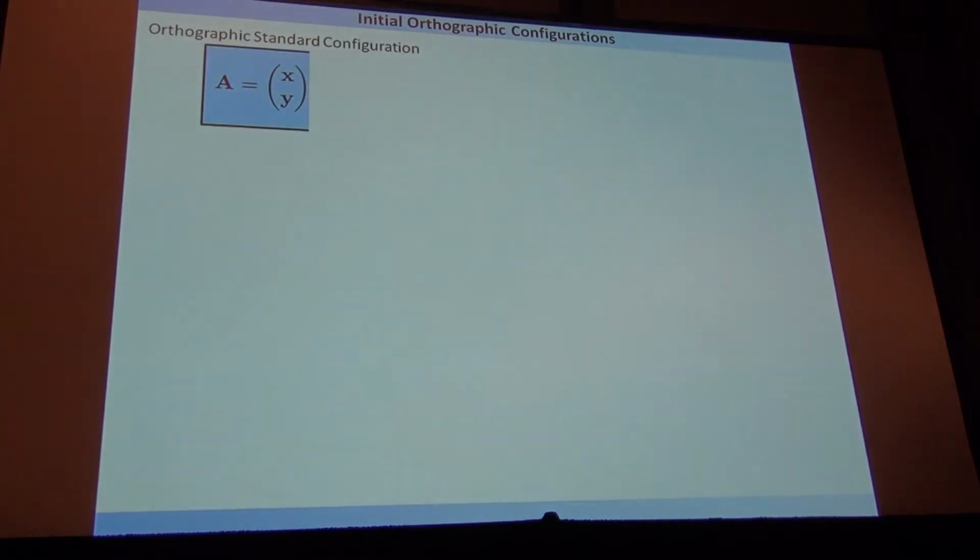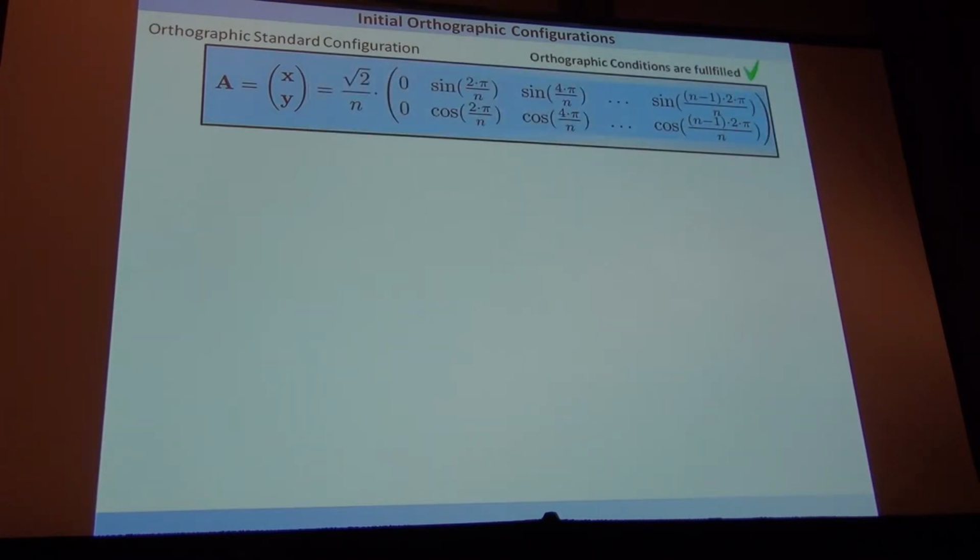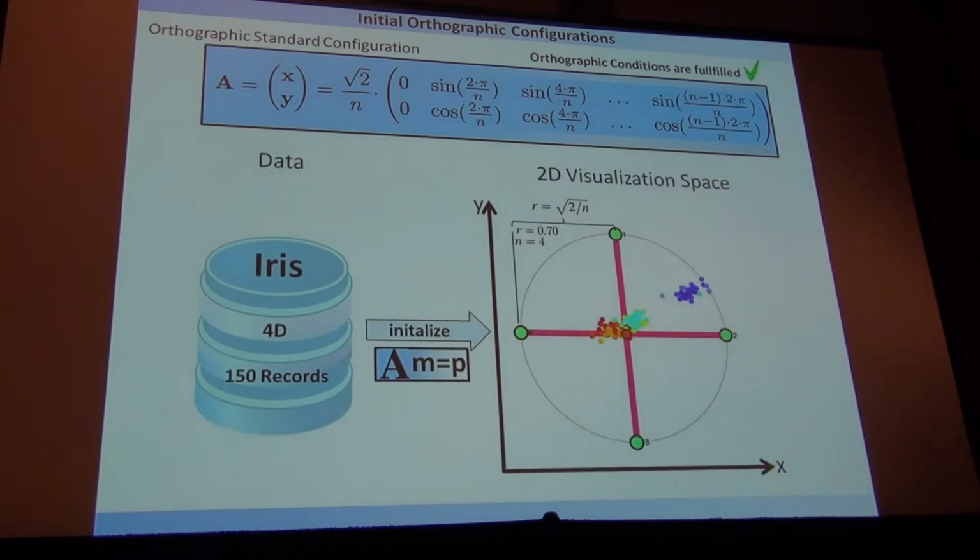Okay. Guided by those orthographic conditions, we can also introduce an orthographic standard configuration for the projection matrix A, which is actually given by this formula here. I don't want to go into much detail with respect to this formula, but for instance, for the iris data set with 4 dimensions, the orthographic standard configuration looks like this.